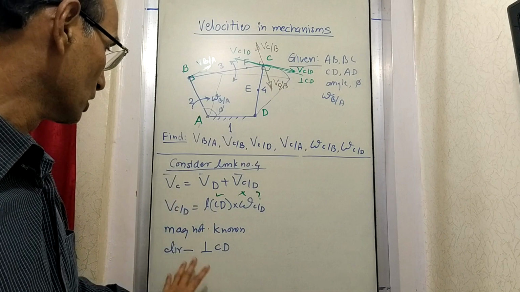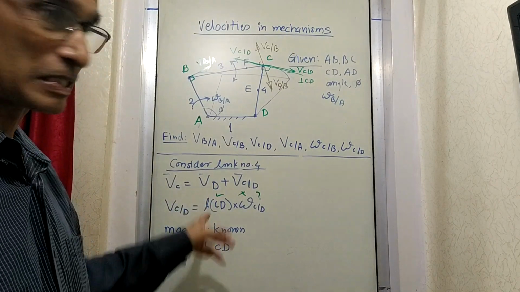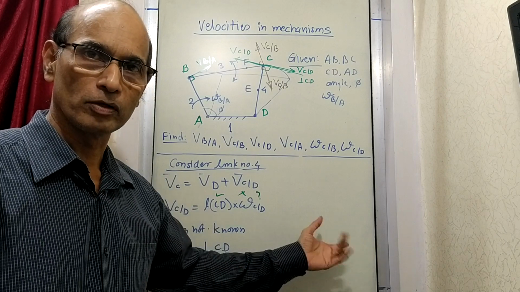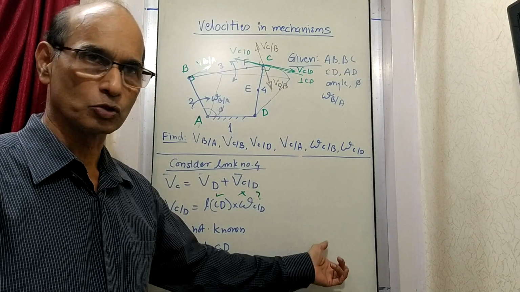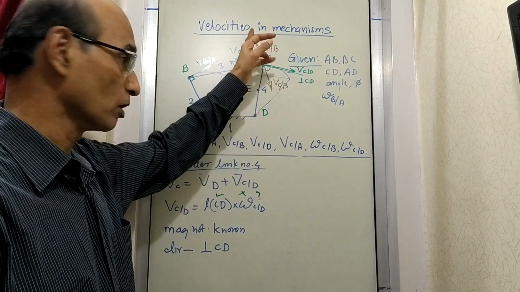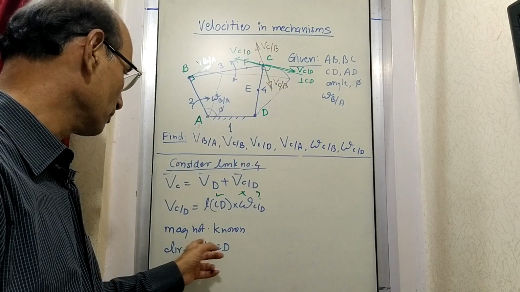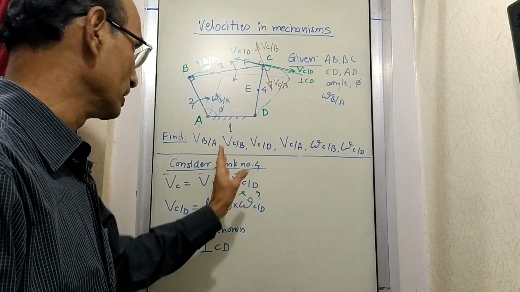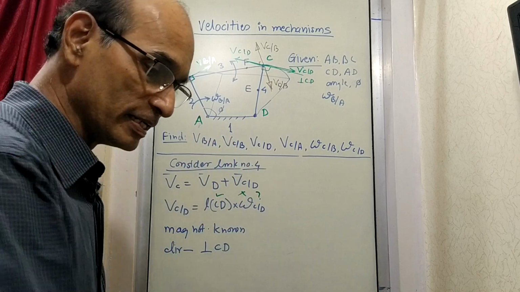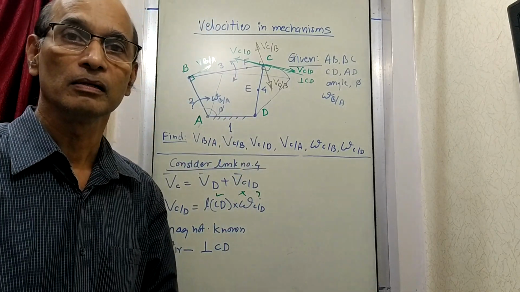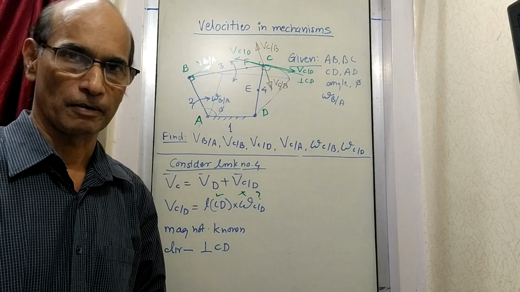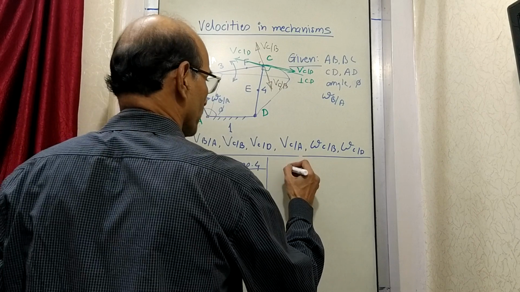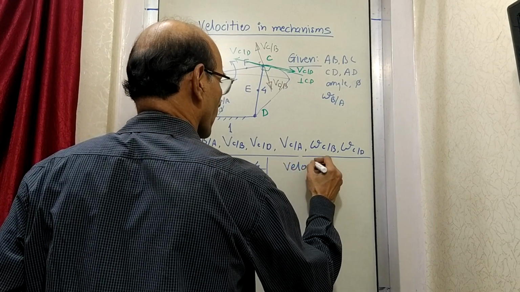Having understood this much, again we are stuck, just like last time with link number 3 written here. We were stuck because we did not know the magnitude, only the direction was known. Now again the same thing has happened: magnitude is not known, direction is perpendicular, and we again stopped here. Now at this stage, the graphical procedure comes into the picture. So now what we do is draw what is called a velocity polygon.